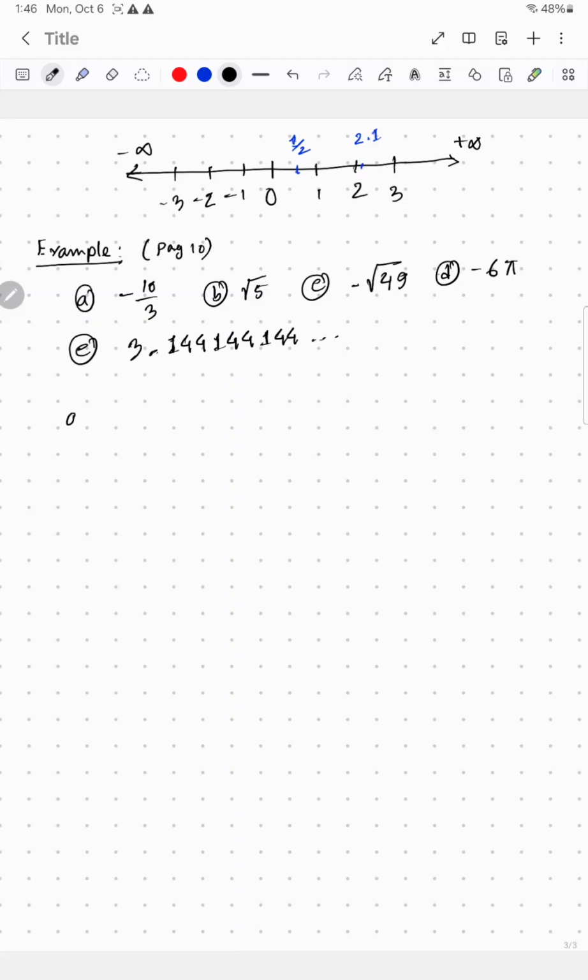So the first one, number A. What type of real number is this? It says negative 10 over 3. Both 10 and 3 are integers, so we know that it's a rational number. The first one is rational. Number B, square root of 5. There is no exact number for this square root of 5, and 5 is a prime number. We'll discuss what that is. So we call this an irrational number.